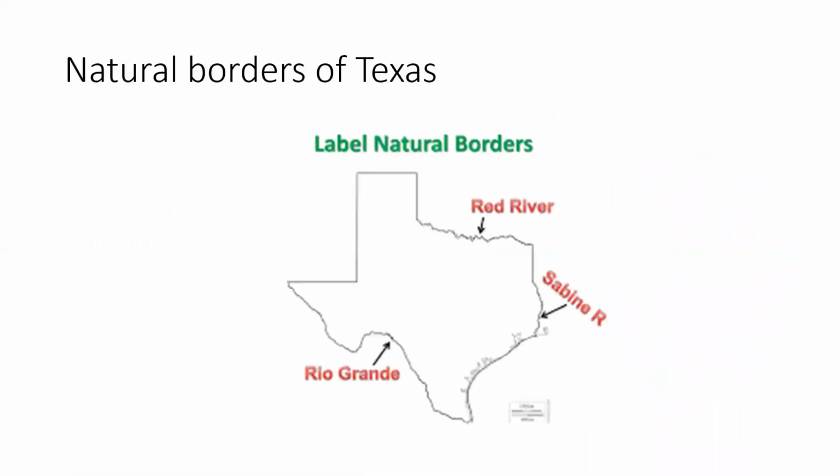One thing that's really cool about Texas is that it is shaped uniquely because of the rivers. The Red River on the northern part, which is by Oklahoma, the Sabine River by Louisiana, and the Rio Grande by Mexico. So RSR is the best way to remember them. R for Red River, S for Sabine River, and R for Rio Grande River. So know these rivers, these are important. They are our natural borders.